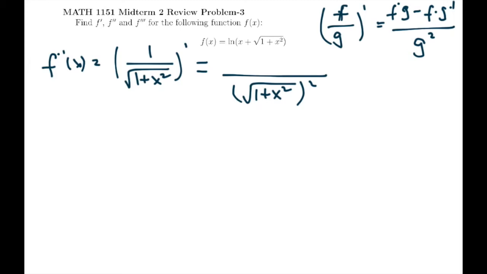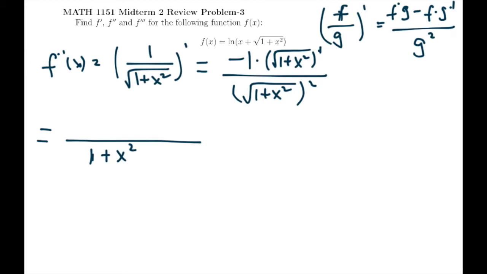And then for the numerator, firstly, we know our numerator here is 1, so 1 prime is just 0, so 0 times g is still 0, and then minus 1 times the derivative of the denominator, that is square root of 1 plus x squared prime. Okay, and then for the denominator, we can just get the result directly. It is 1 plus x squared.